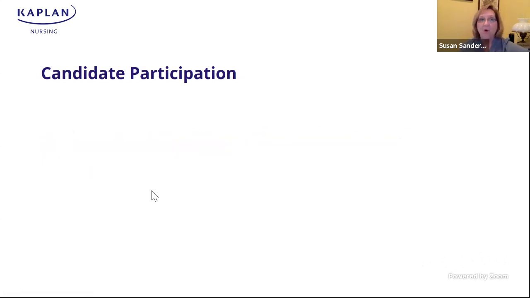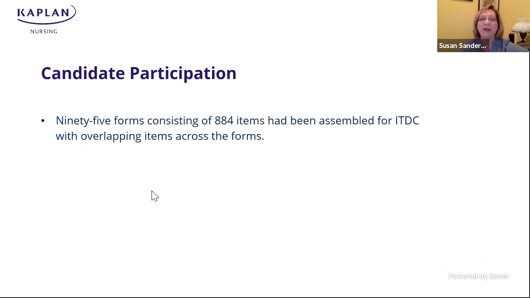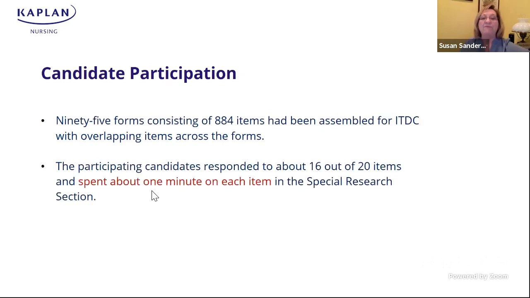Since then, of course, they've had many more candidates participate. As they go through the participation, I'll share with you that 95 forms of tests consisting of 884 items have been assembled so that the students can take those item types for data collection. And the candidates responded to about 16 out of 20 items. And surprisingly, they only spent about a minute on each item. And you know that in general, our students have taken 72 seconds. That's about the average of what they're given for the items. So it's a little bit surprising to us that they're spending about the same amount of time on the items.